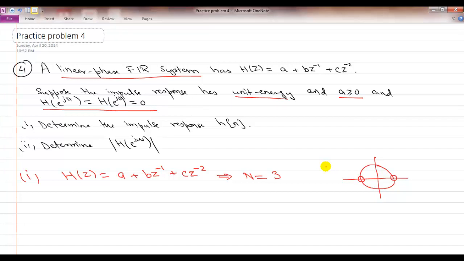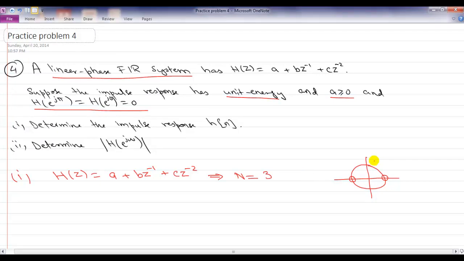Which of these two types can this filter really be? Do we have an even number of zeros at z equal to 1 and z equal to -1, or odd number of zeros? We have an odd number of zeros at each one of these locations. Okay, we have 1 zero at z equal to 1, 1 zero at z equal to -1. So this is what differentiates type 3 from type 1. So this is a type 3 filter.